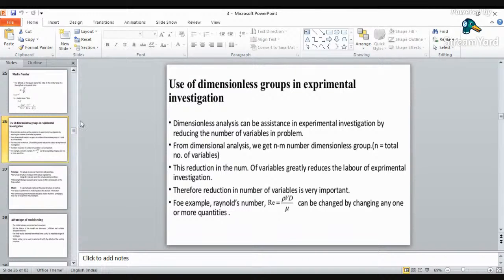Now, dimensionless quantities are used to reduce all the unknown quantities. Once your unknown quantities are reduced, you can calculate your experimental data in a precise manner. Otherwise, if there are n number of unknown quantities, you have to perform n number of experiments.